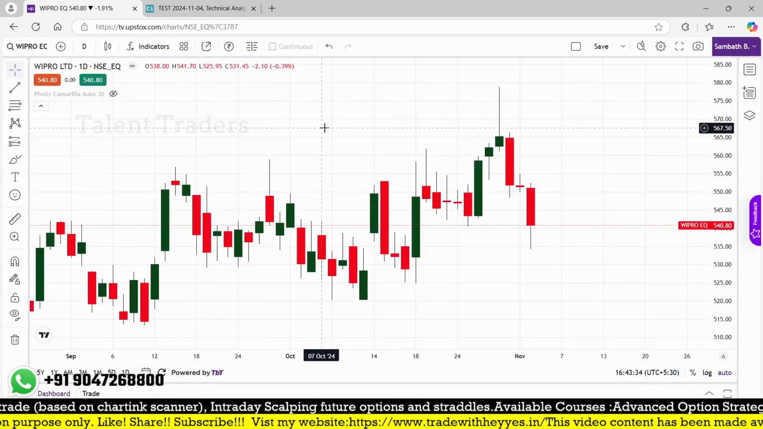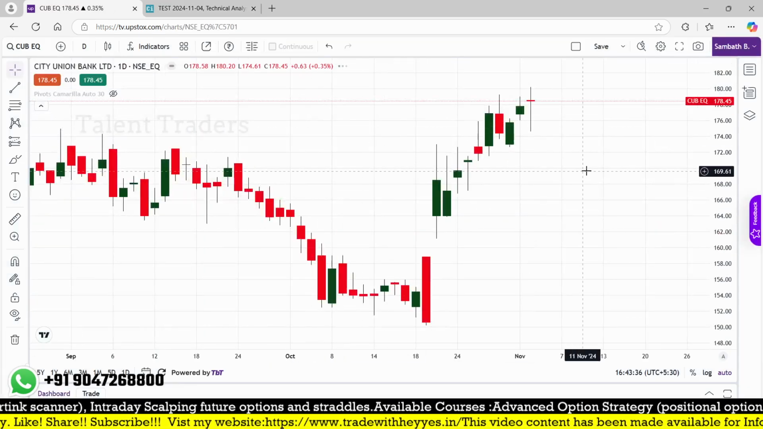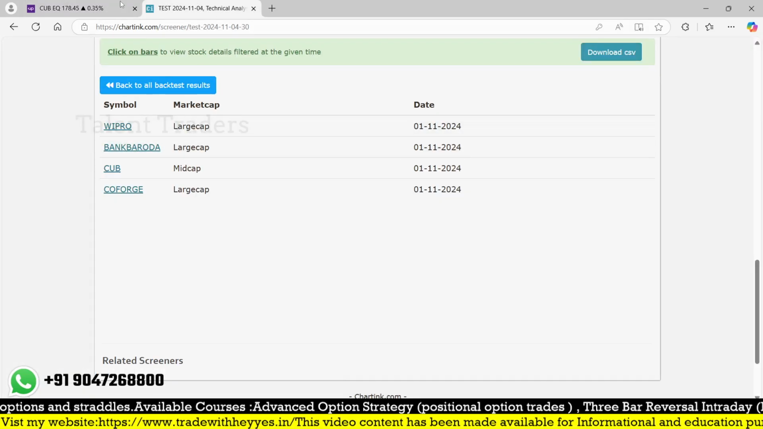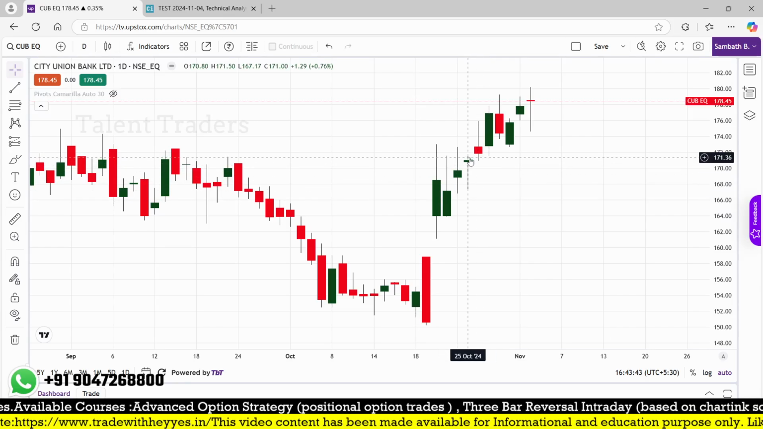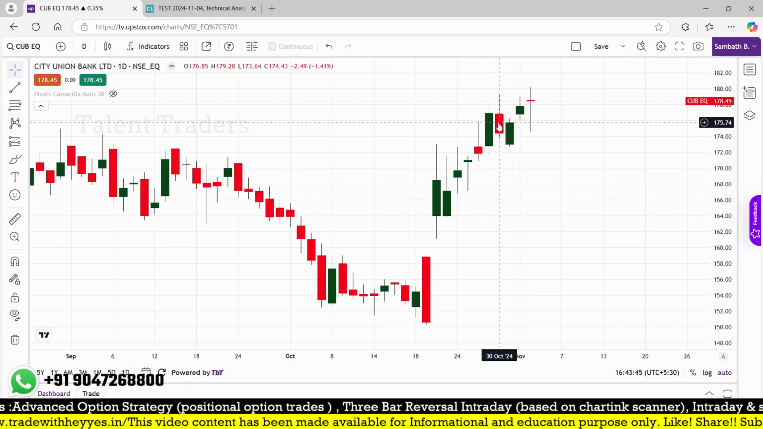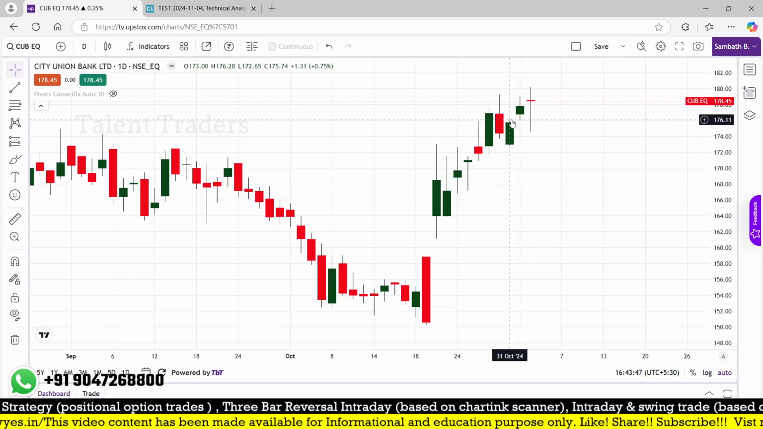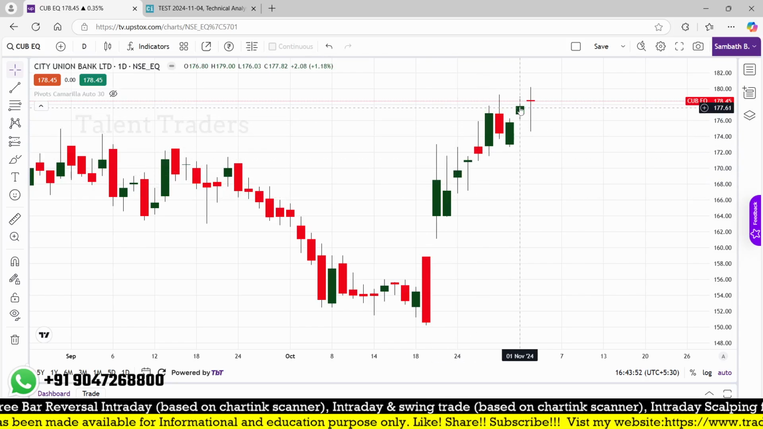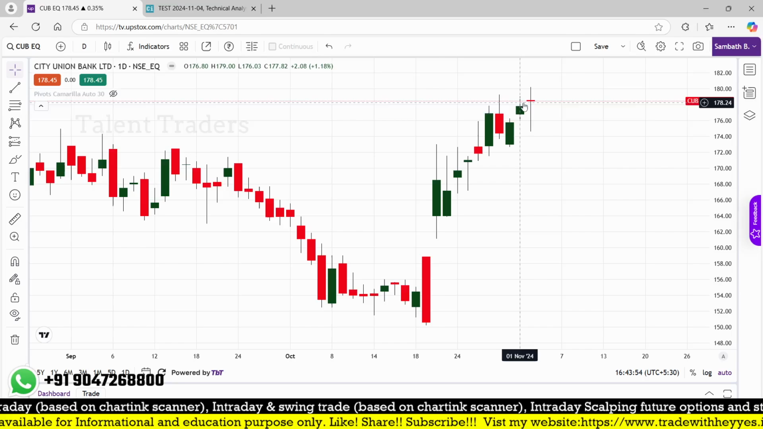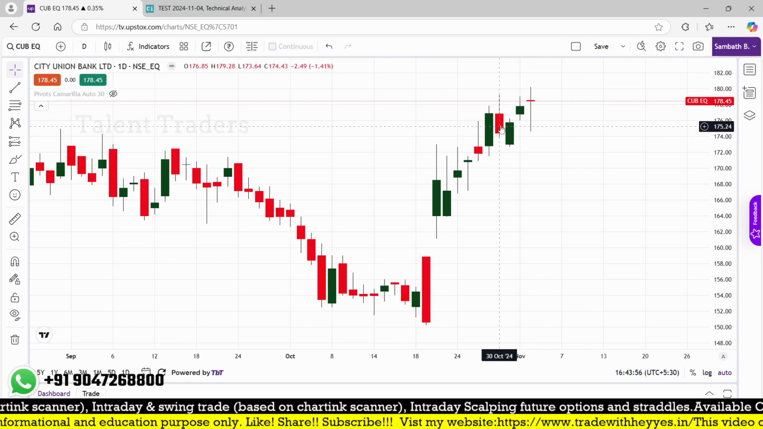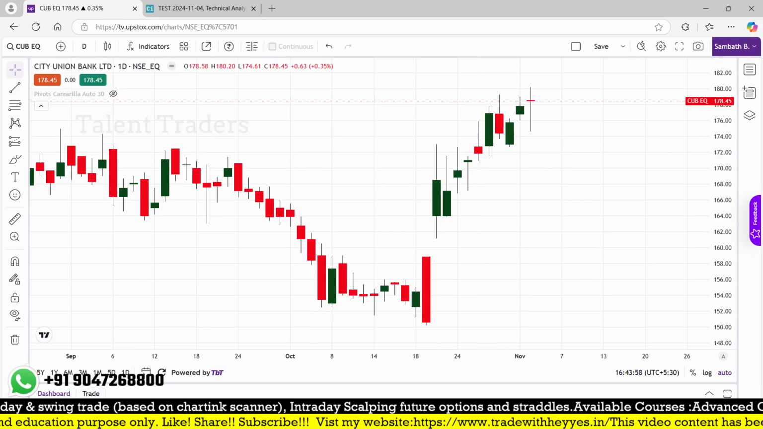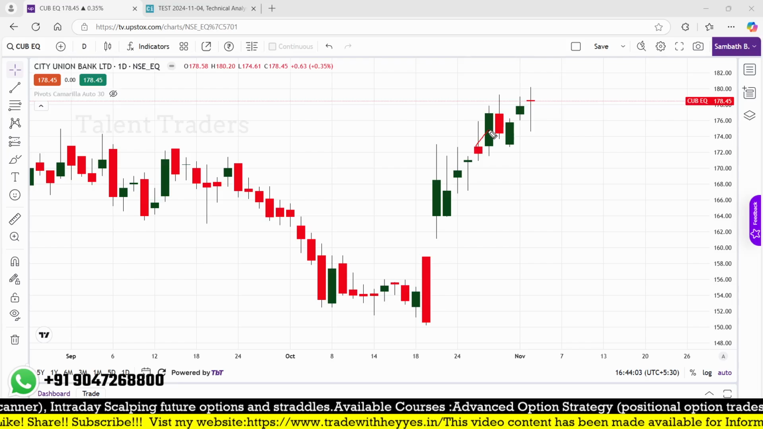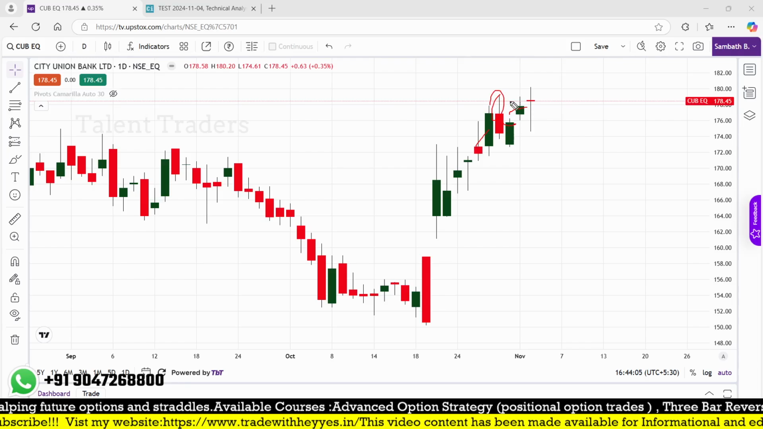And Bank of Baroda, City Union Bank, are forming such a pattern. But in this case, Bank of Baroda on 1st November, so here is the 29th, 30th, 31st, and 1st November. This is the highest candle. Almost, the condition we created was satisfied: two candles, then a red candle, and two candles lower than this.